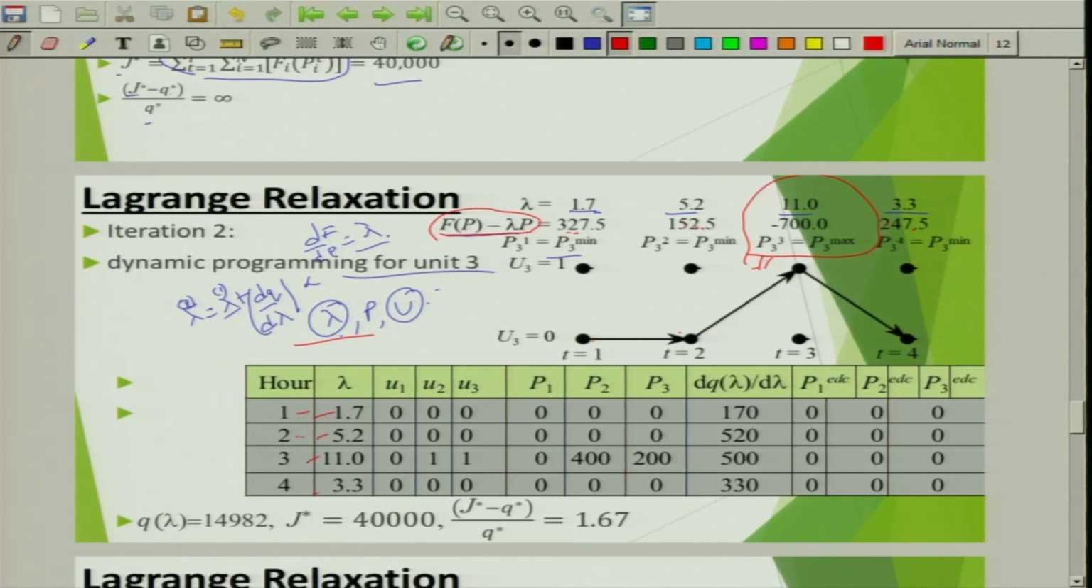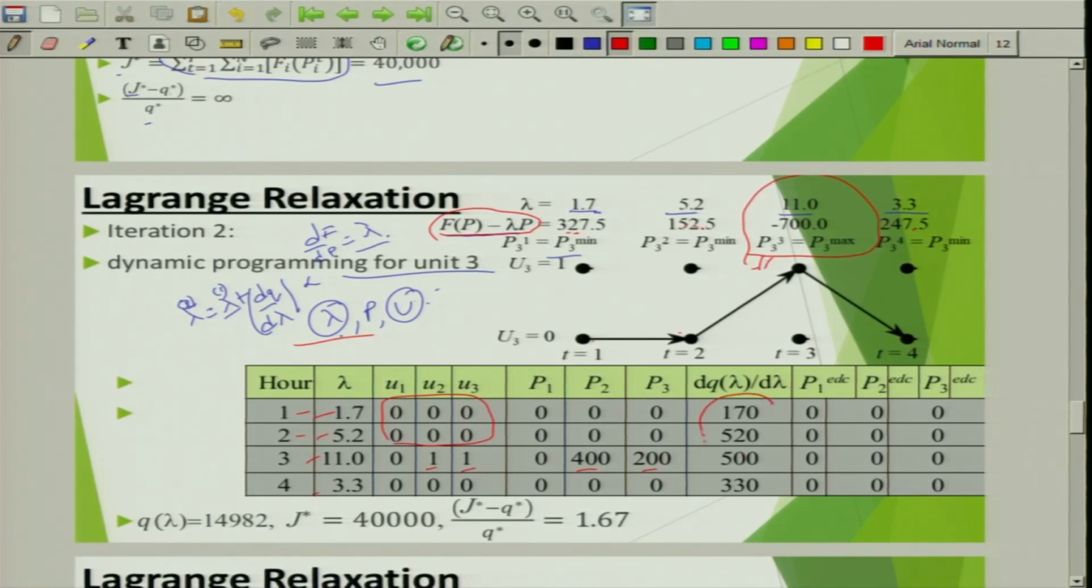For the first hour, second hour, all the 3 generators you turn off. Especially for the third hour, generator 2 and generator 3 are indicating they can be turned on, because their value, f of p minus lambda p, is negative, that is the most minimal one. So that means their maximum generation is 400 and 200, correct. That's what we have got from the table.